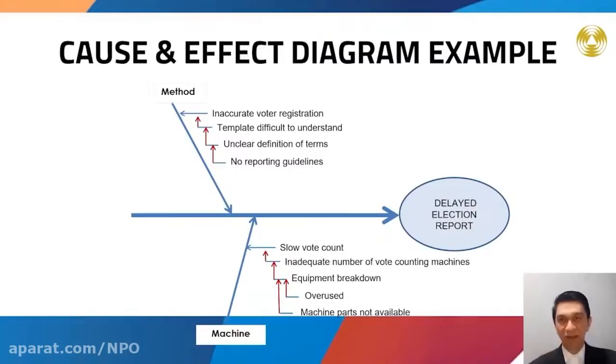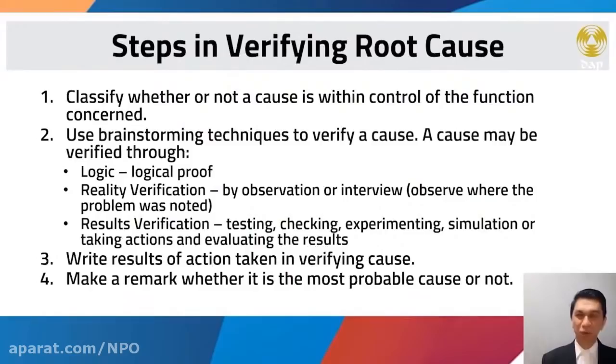So what are the steps in identifying the root cause? Number one, you have to classify whether the cause is controllable or not by the process owner or the function owner. Next is use brainstorming technique to verify a cause. Through logic, it's a logical proof. Or you can do reality verification. How? By observation, going to the line, observe the line, or interviewing the people doing the jobs. Also reviewing past records and results verification. You do testing, checking, experimenting, simulation, or taking actions, and then evaluate the results of this action. Next, write the results of the actions taken in verifying the cause. And finally, make a remark whether it is the most probable cause or not.